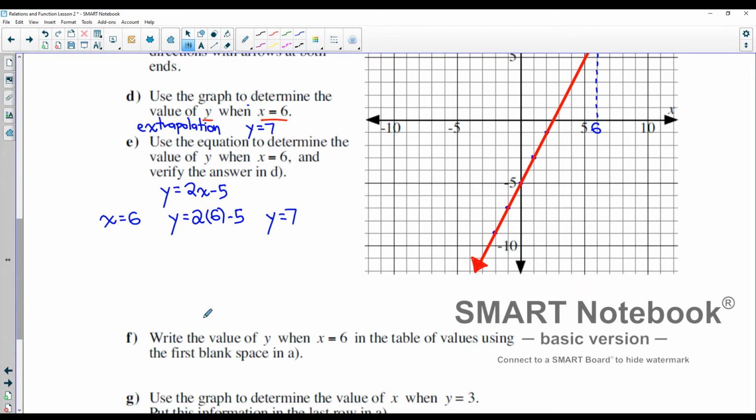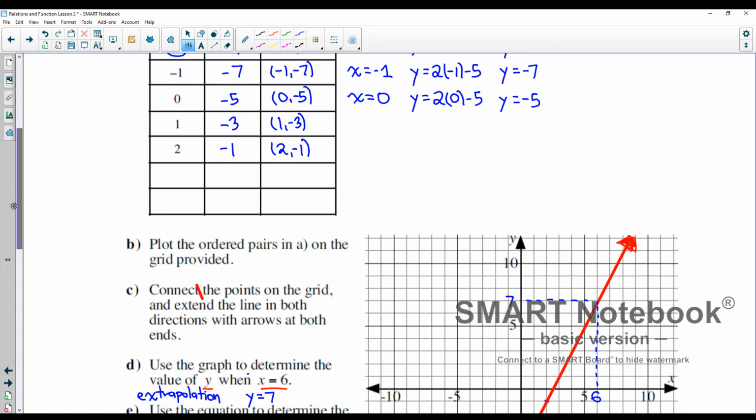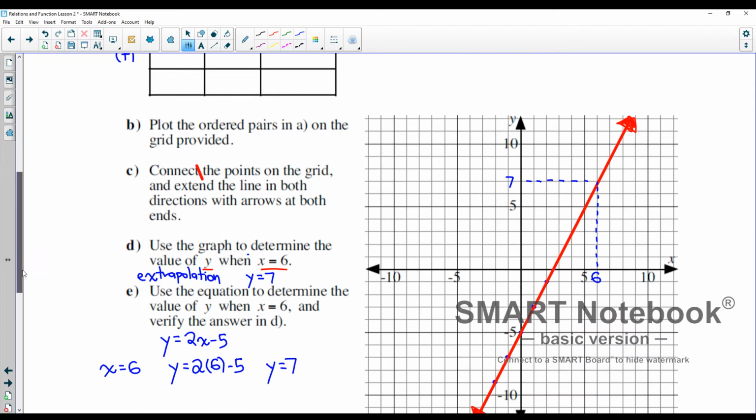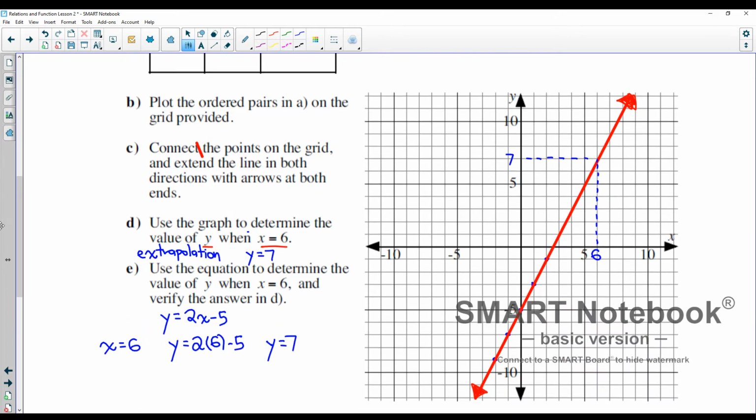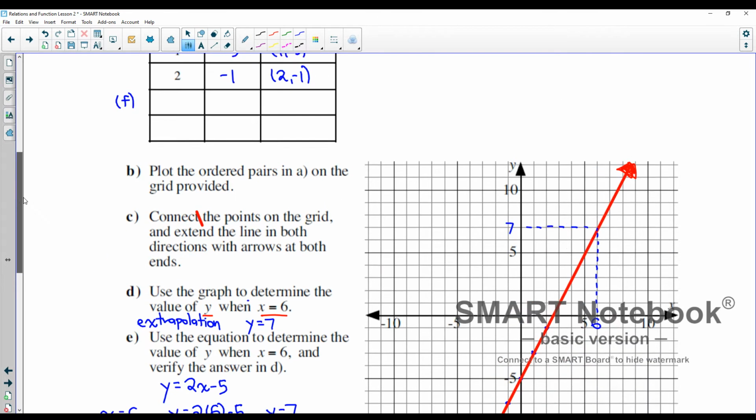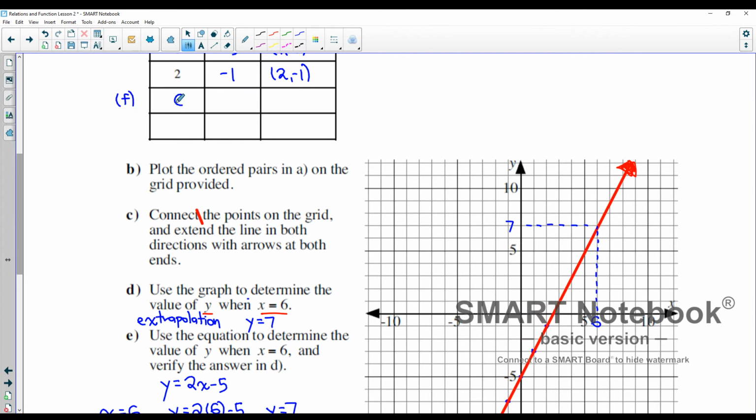F says write the value of y when x equals 6 in the table of values using that first blank space. Okay, no problem. So it just wants us to write down what the ordered pair is. So here, when x equals 6, y equals 7. So we've got to fill that in. 6, 7, write the ordered pair, 6, 7.